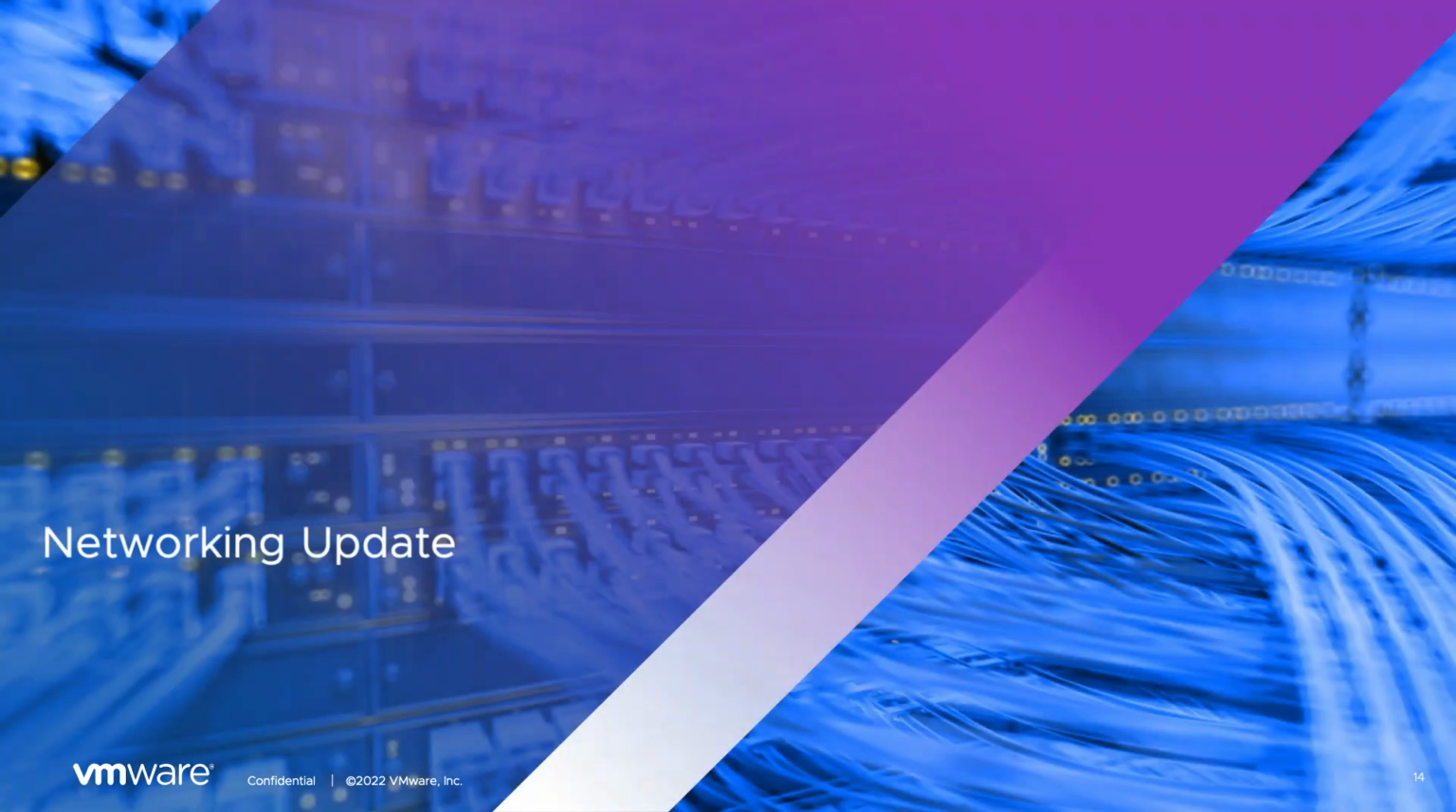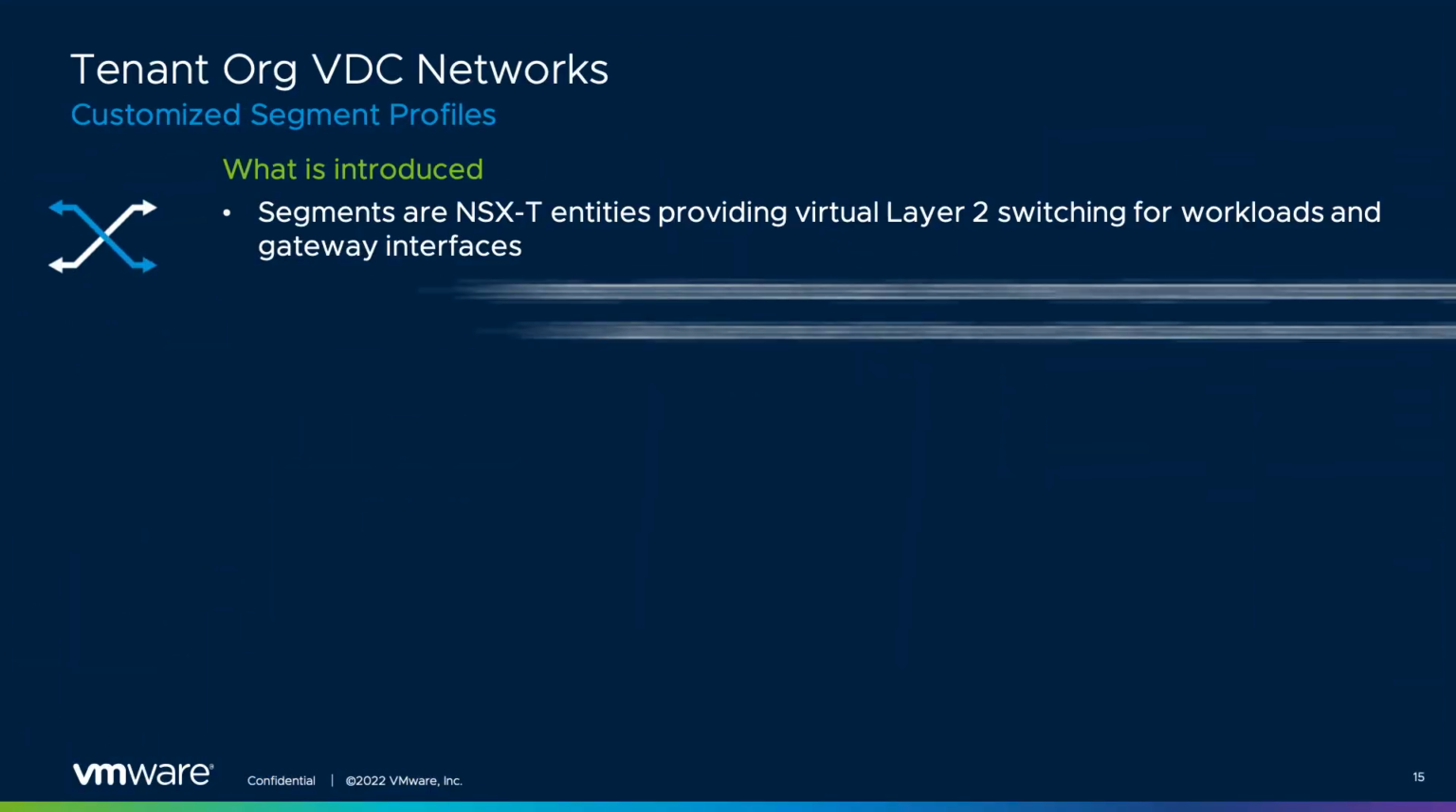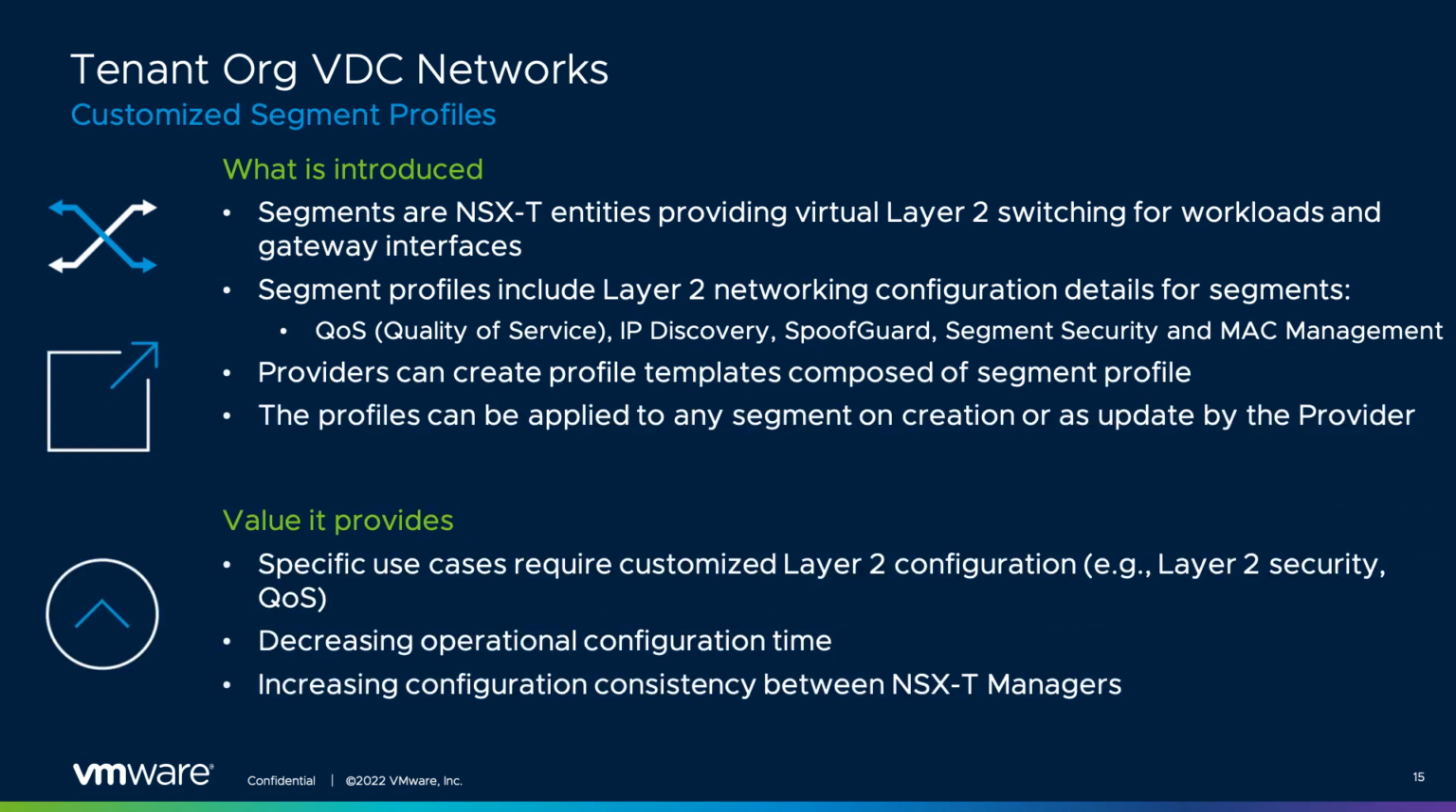Let's take a closer look at the networking updates in Cloud Director 10.3.2. New customized segment profiles enable providers and tenants to manage NSX-T segment profile templates and apply them to org VDC networks, vApp networks, and VDC group networks. These custom segment profiles are needed in several specific situations, including, but not limited to, MAC or IP learning needs to be enabled for nested environments, custom security profiles to allow for DHCP traffic originating from a network, custom security profiles for HCX, enabling spoof guards, and defining QoS on specific networks.